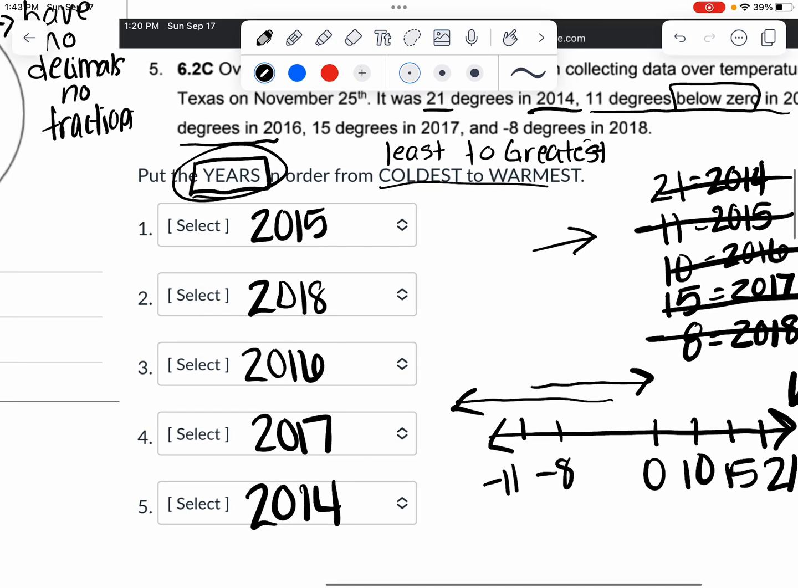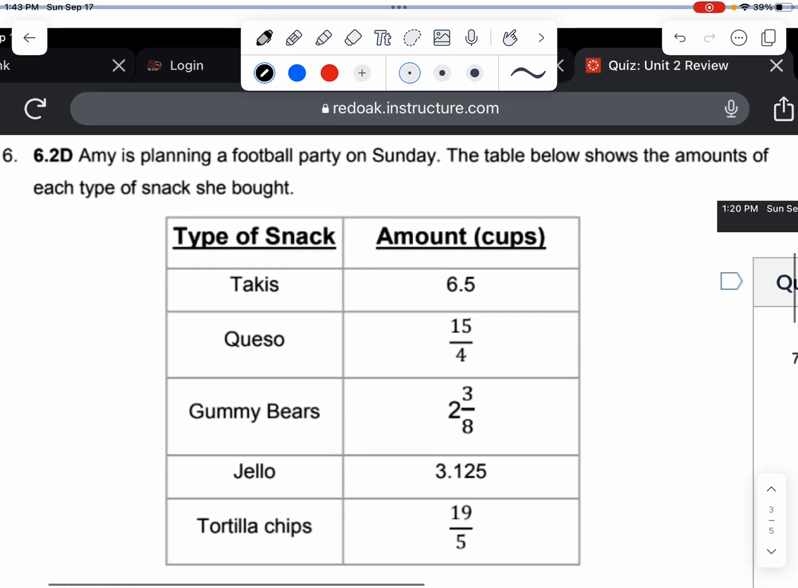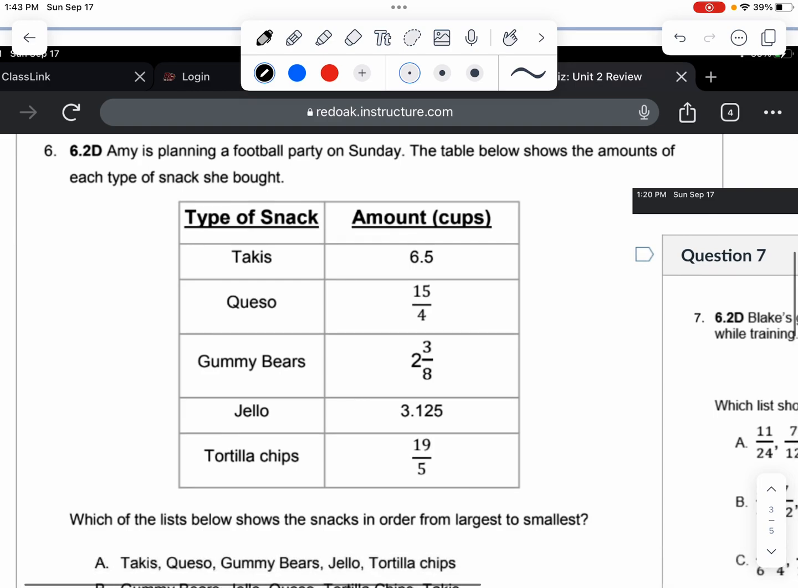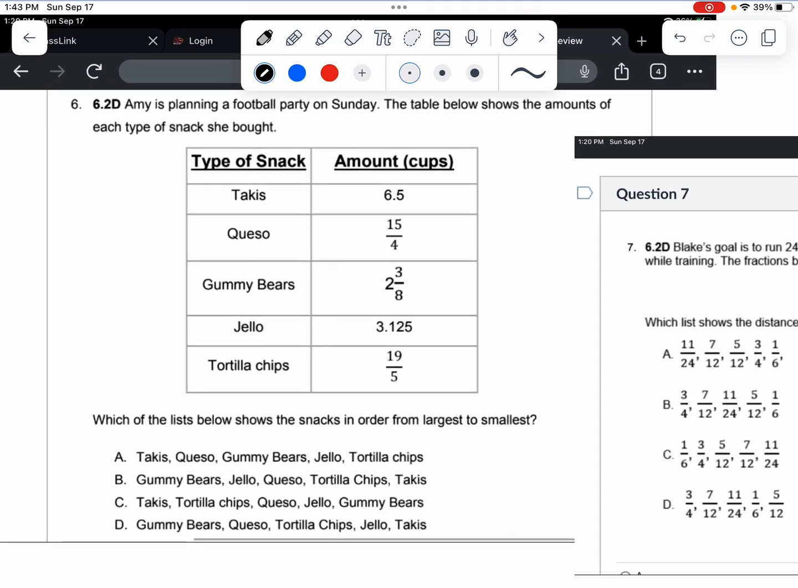All right, moving on to number 6. All right, number 6 says Amy is planning a football party on Sunday. The table below shows the amounts of each type of snack she bought. Which of the lists below show the snacks in order from largest to smallest?